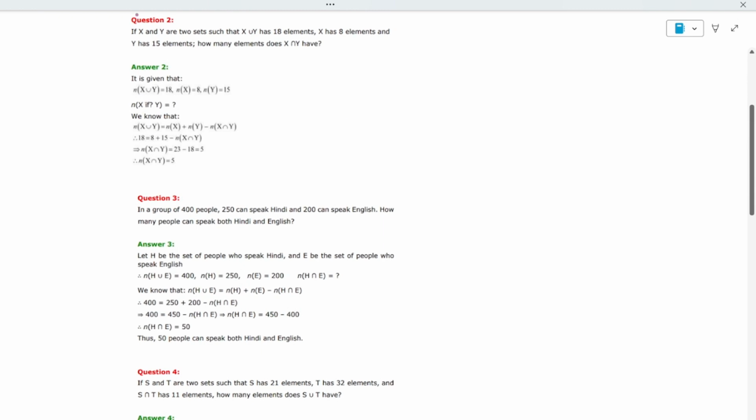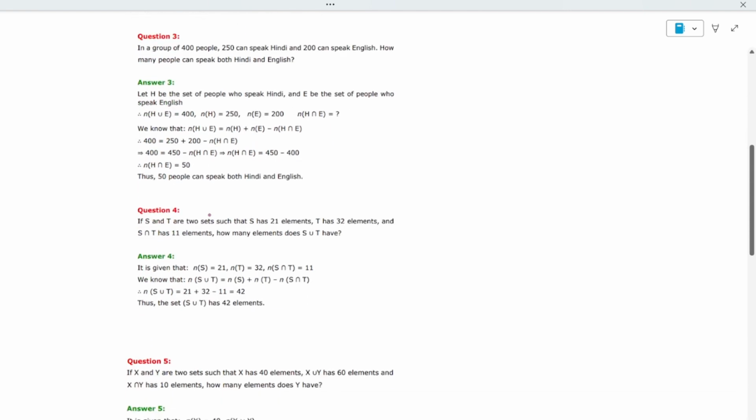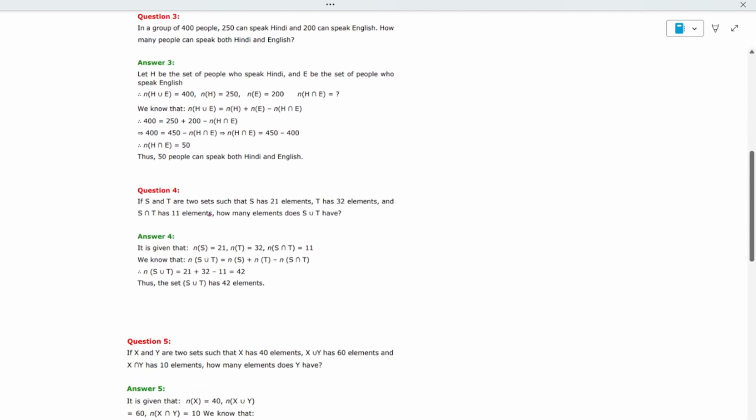Now let's see the second question. They have given x union y, that means on the left hand side they have only mentioned 18. X has 8, that means they have mentioned this value. Y has 15. With the same method you have to find the x intersection y. Now let's see the third question.